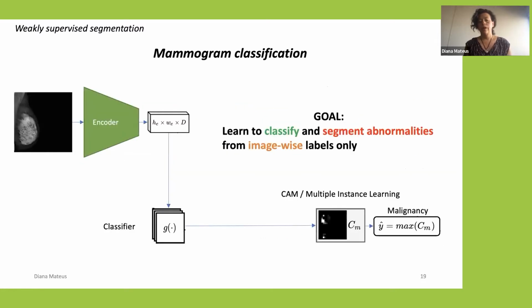Okay, so we start again from our initial diagram, where I'm talking about these intermediate layers. One way to see them is as class activation maps, and another way to see this graph is as a multiple instance learning approach. So our goal now is to learn to classify, but also to segment the abnormalities from these image-wise labels only. So I only know if the image is positive or negative. And as I mentioned, there have been some prior results, and we want to improve over those results.